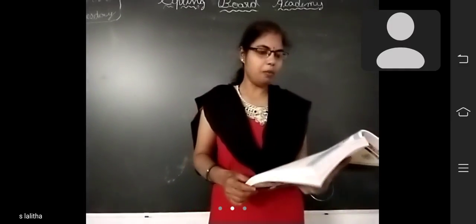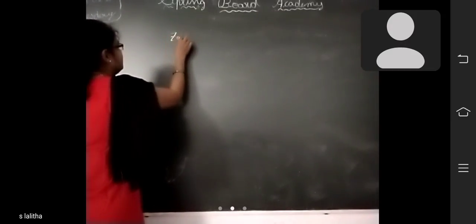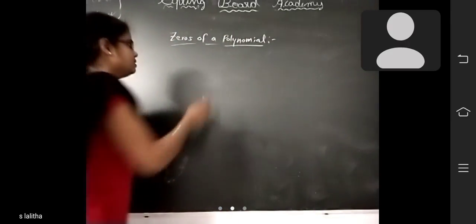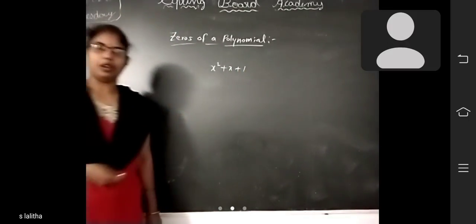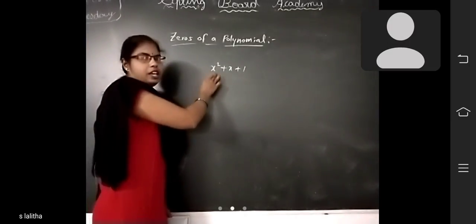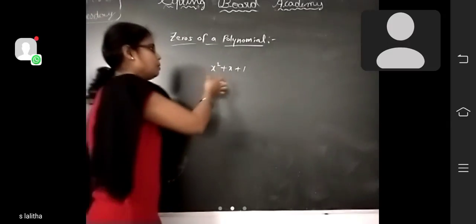Next, zeros of a polynomial. So, zeros of a polynomial means what now? Next topic is zeros of a polynomial. Suppose x square plus x plus 1 is there. Is it a polynomial or not? Yes, it is a polynomial in one variable. It has only one variable and degree is 2. So, it is a polynomial.